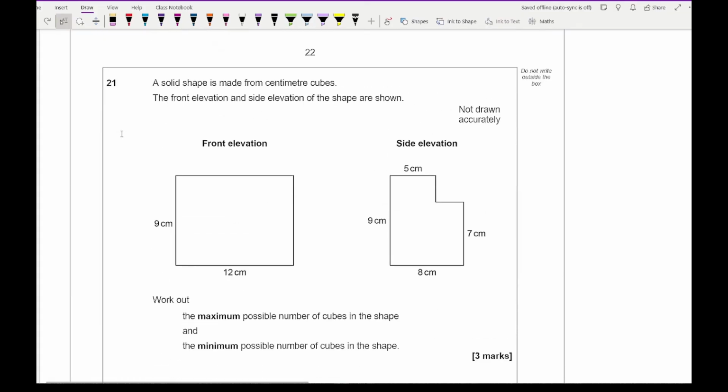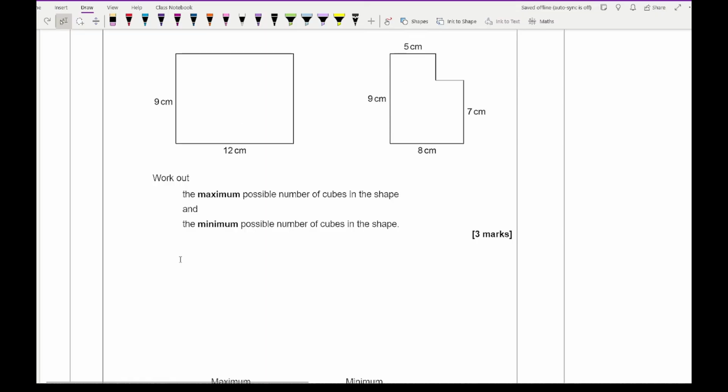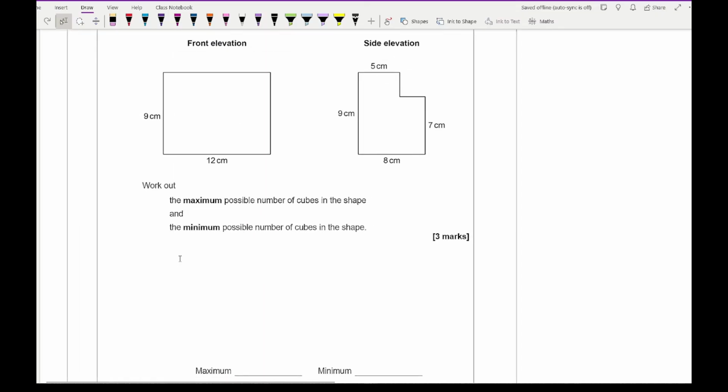Moving on to question 21, it says a solid shape is made from centimetre cubes. The front elevation and the side elevation of this shape are shown, and the question is asking us to work out the maximum possible number of cubes for this shape and the minimum number of cubes for this shape. Now for this, let me just zoom out. You really need to be aware of your plans and elevations.